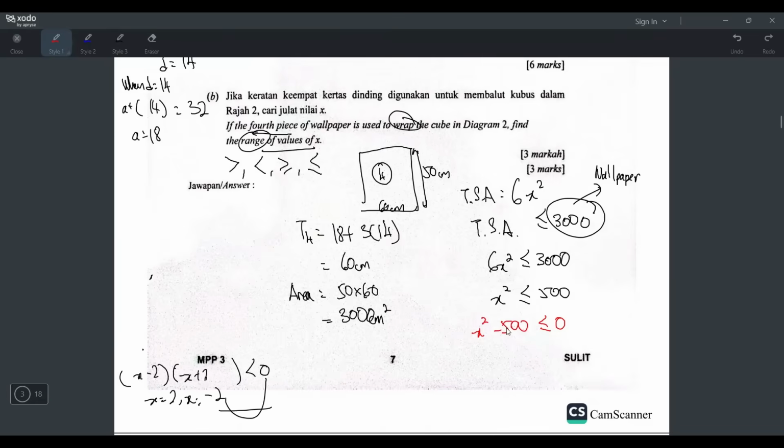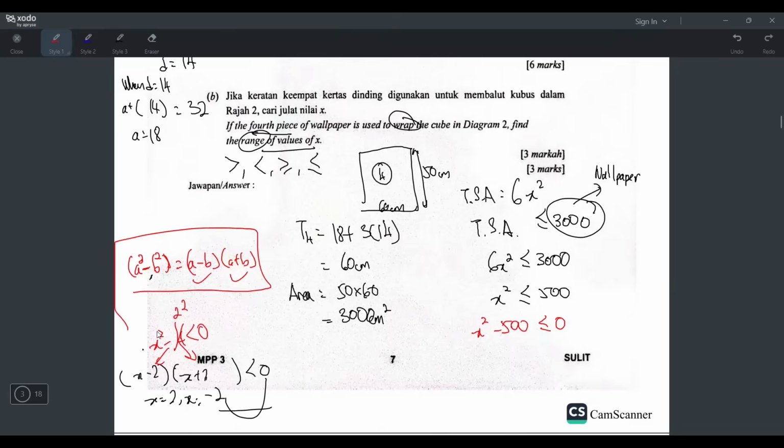But the problem with the 500 is you can't factorize, because just now this one is x squared minus 4, right? If it's x squared minus 4, the 4 can change to 2 squared. So it becomes a squared minus b squared. You can change it to a minus b, a plus b, the difference of squares. But both numbers have to be squares and then minus. Then you can do it like this. That's why the 4 can change to 2 squared and then I open 2 brackets. But the problem is 500 is not a perfect square. So we cannot do it like that.